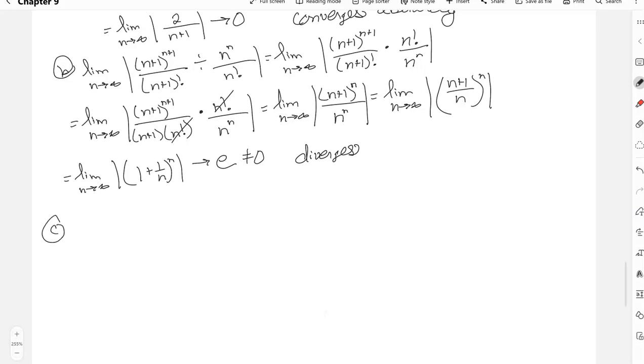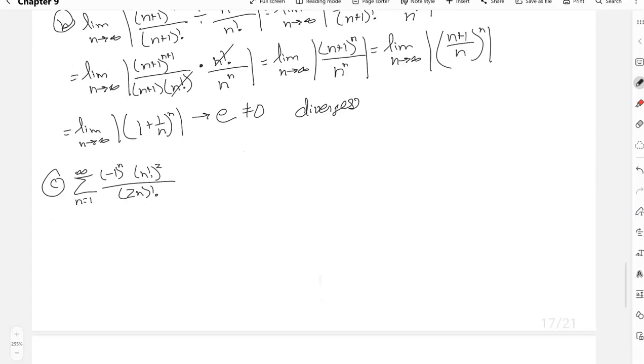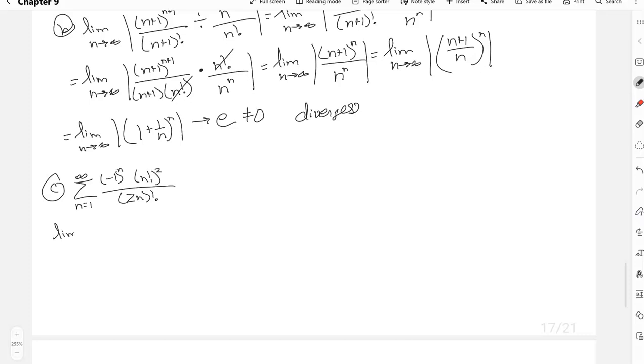And then let's look at C. And this is where you may want to pause the video and try it on your own. I'm going to rewrite the limit down here so I don't have to keep scrolling up. This is a sum from n equals 1 to infinity of negative 1 to the n over n factorial squared over 2n factorial. So I'm going to take the limit as n goes to infinity of a sub n plus 1.